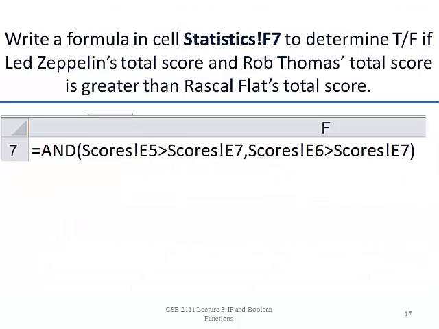Next one, write a formula in cell Statistics F7 to determine true or false if Led Zeppelin's total score and Rob Thomas's total score is greater than Rascal Flatts' total score. So we're looking here equals AND. We're checking Rob Thomas's and Led Zeppelin's. So Rob Thomas, if it's greater than Scores E7, which is Rascal Flatts' total score, and Led Zeppelin's is greater than Rob's, then it'll display a true. If either of those are false, it will display a false.